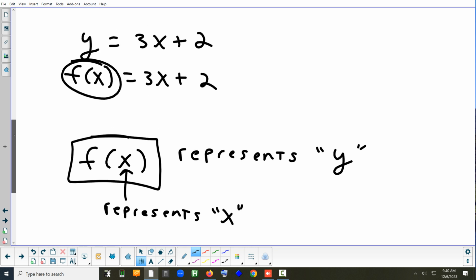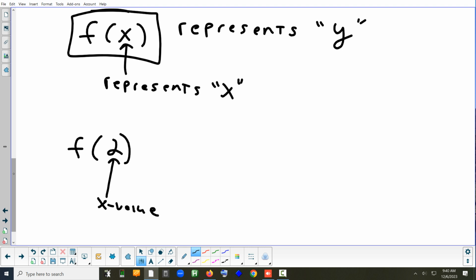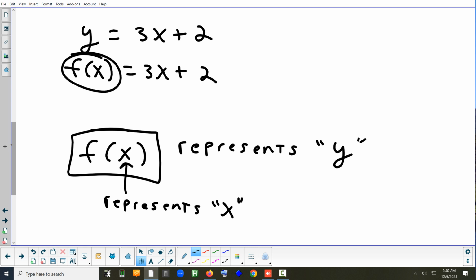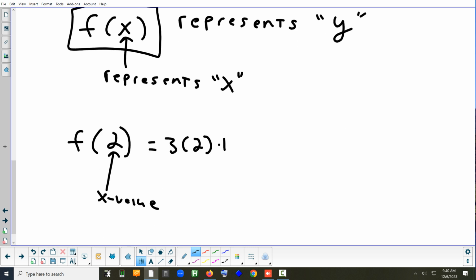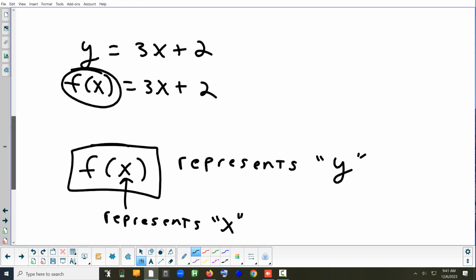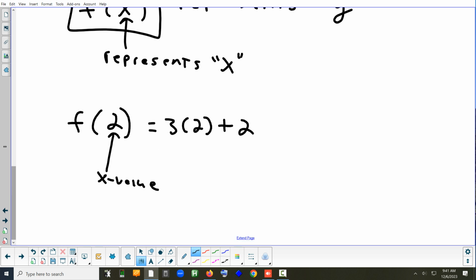Now, the formula we had was 3x plus 2. So if the number inside the parentheses is the x value, then when you plug it into this formula, I'm going to plug in 3 times 2, because that's the number I'm plugging in, and then plus 2. So this is the number that you plug in for x, 2. And I plugged it in right there. What does that come up to when I do that? Yeah, it comes out to 8.